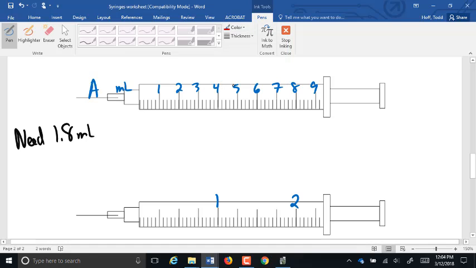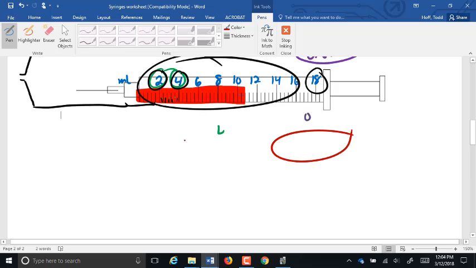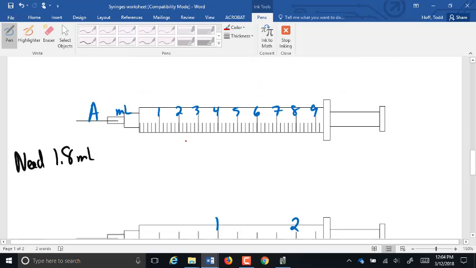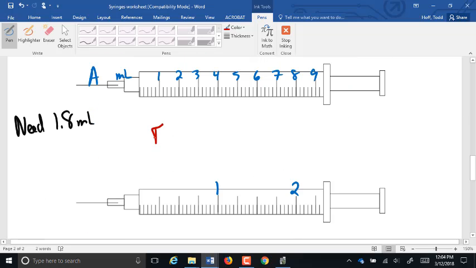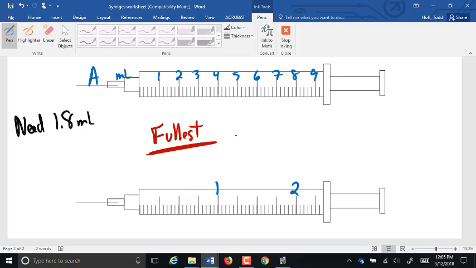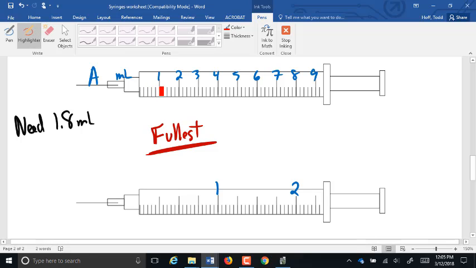Well, I want to use the syringe that is going to be the fullest. The reason I want to use the syringe that's going to be the fullest is that's most likely the narrower syringe. Up here, if I were to fill this to 1.8 milliliters, it's going to look something like that. That's all it would take. This one down here, 1.8 milliliters, is going to be something like that.